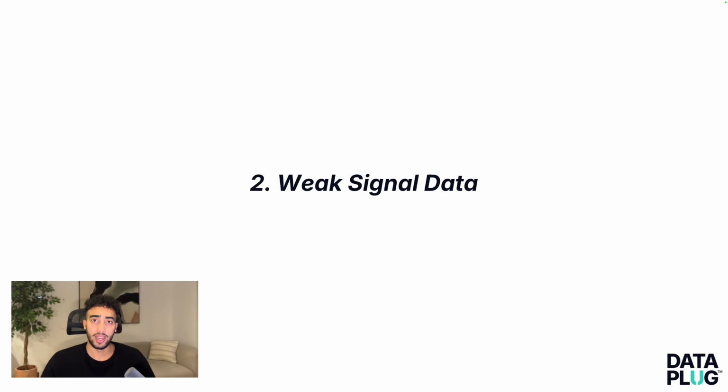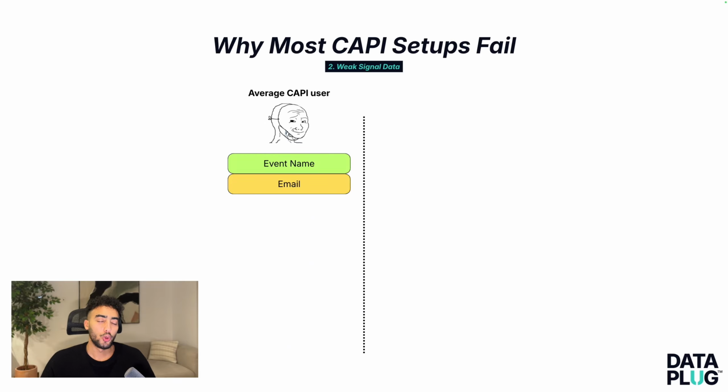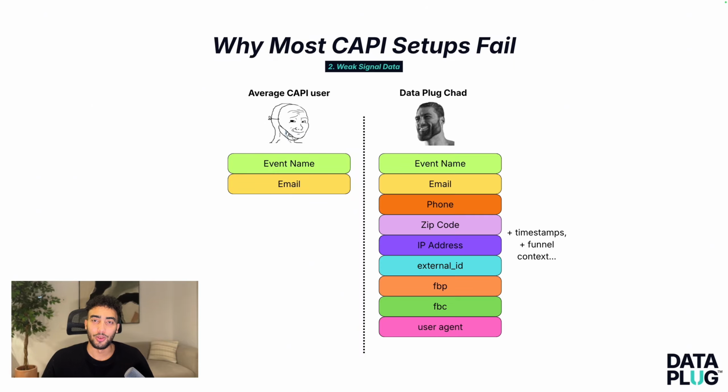The second reason why most CAPI setups fail is because they have weak signal data. What does that mean? Most people use, for example, GHL workflows to send CAPI data. And the average CAPI user may send an event name or an email. But if you know what you're doing, if you're a data pro, these are the amount of data points you can actually be sending. You can send the event name, obviously, the email, the phone, the zip code, the IP address, an external ID. Basically, a huge amount of data that the Meta algorithm will be thanking you for, and then it will use that to actually optimize for people that actually convert.